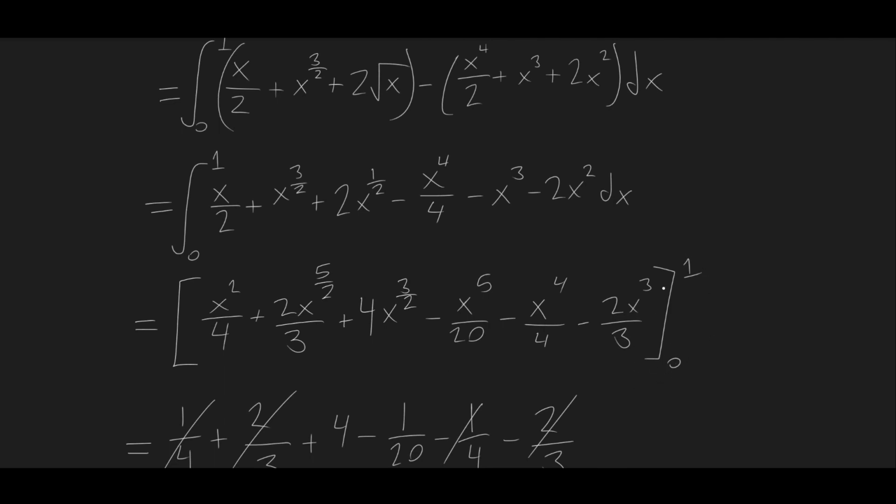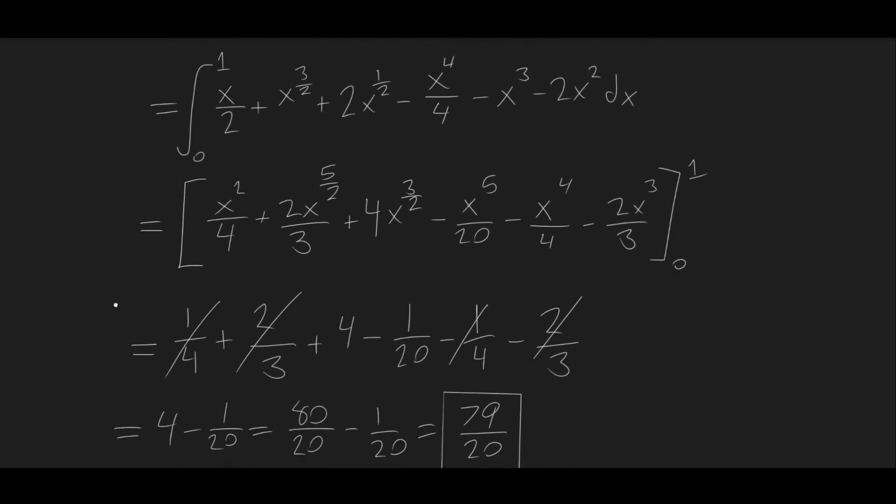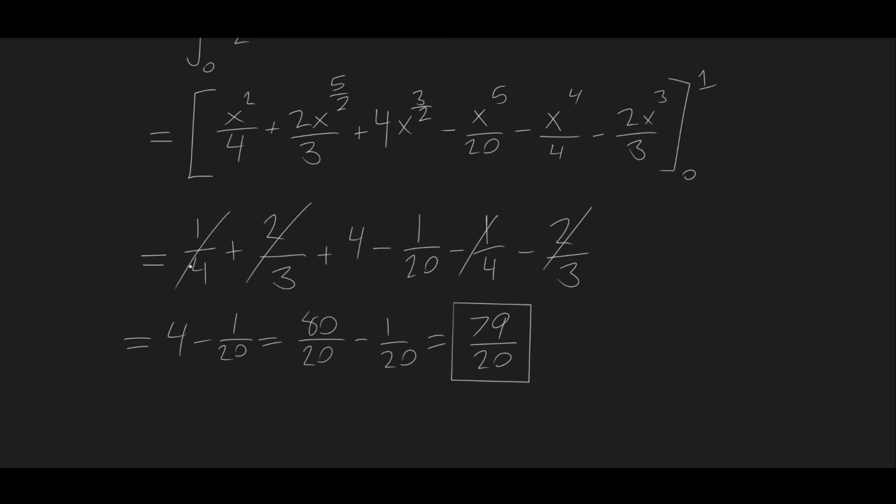And we know that when it's 0, the whole thing equals 0 because every term has an x. So when we plug in 1, we get 1/4 plus 2/3 plus 4 minus 1/20, minus 1/4 minus 2/3. And we see that these terms cancel out, and we are left with 4 minus 1 over 20, or 80 over 20 minus 1 over 20. And so our final answer is going to be 79 over 20. And so this is what our volume is going to equal.